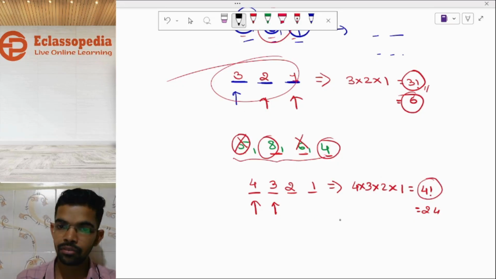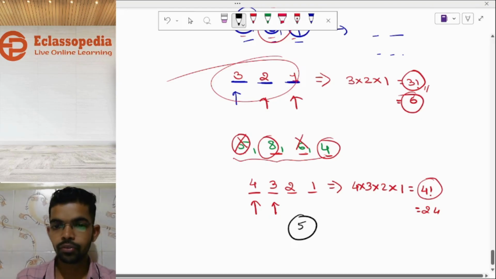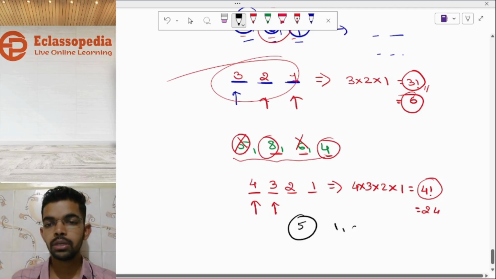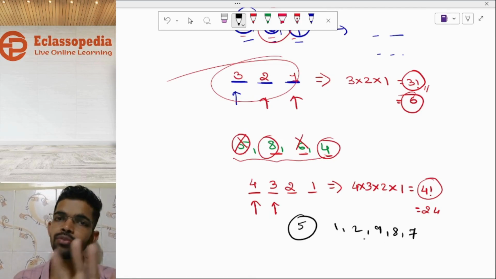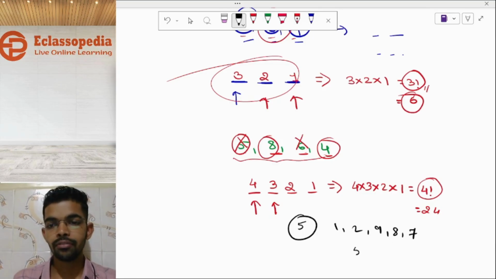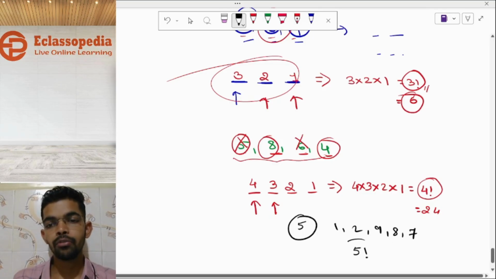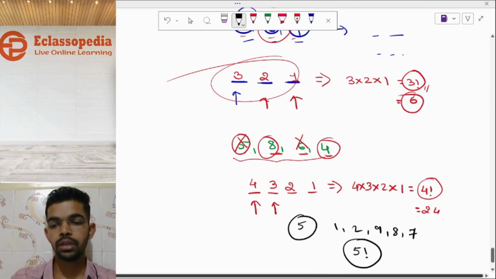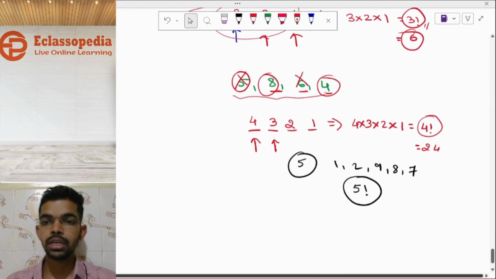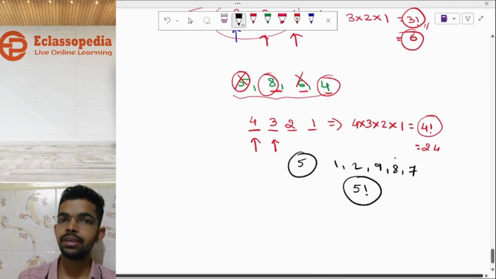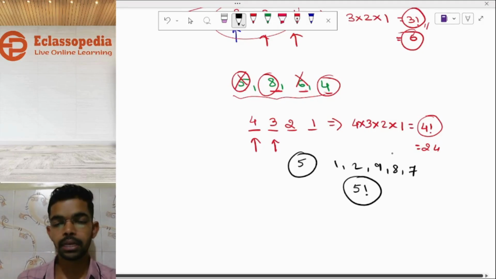Similarly, if I have 5 digits, let's say 1, 2, 9, 8 and 7, how many 5-digit numbers can be formed? Then we can form 5 factorial numbers in total using the digits 1, 2, 9, 8, 7. Obviously here the digits are not repeating.